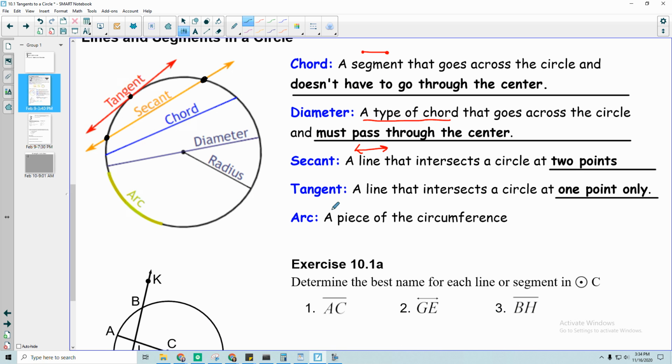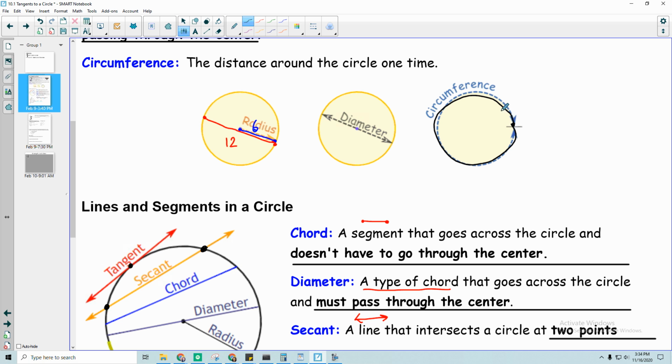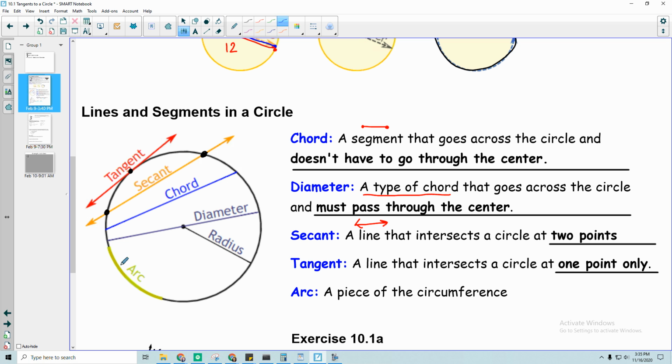Okay, and then an arc is actually just a piece of the circumference. So recall we said the circumference was the distance around the circle one time. So if you didn't take a full lap around, like let's say you started here and then you only got this far when you were running, that would be an arc. Okay, so I didn't go the full distance around the circle, I only made it however far of the way that you made it.